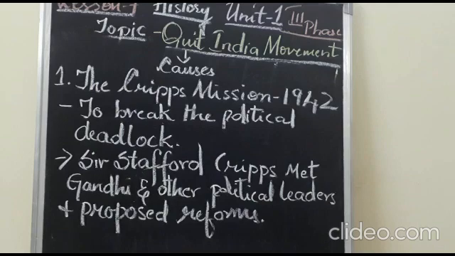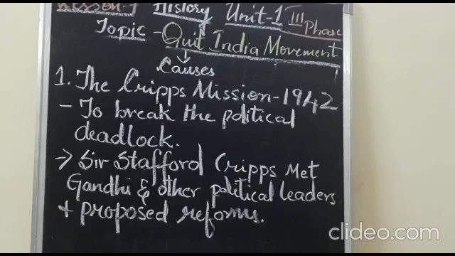So what happened in the year 1942? The Cripps Mission was sent to India. What was the reason? To remove the political deadlock or the gridlock. Why did they send it immediately? Why was the mission sent immediately? Because of the Japanese threat as they were moving towards India. So what gave them a threat?